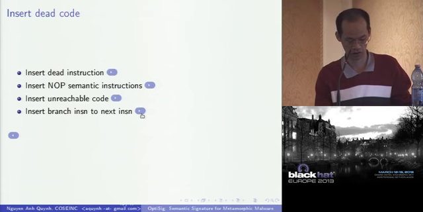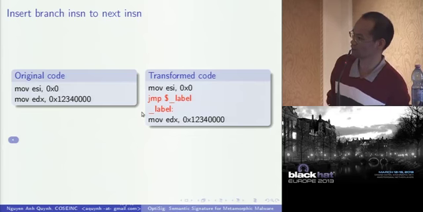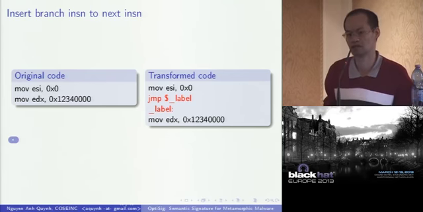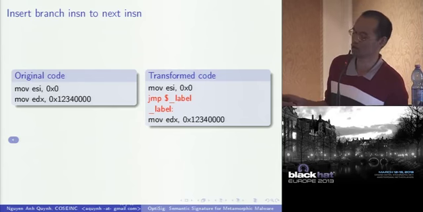The last one, insert a branch instruction to the next instruction. You can see another transformation on the right side. You insert a jump here, jump to the next one, which really does nothing. But the code looks very different.